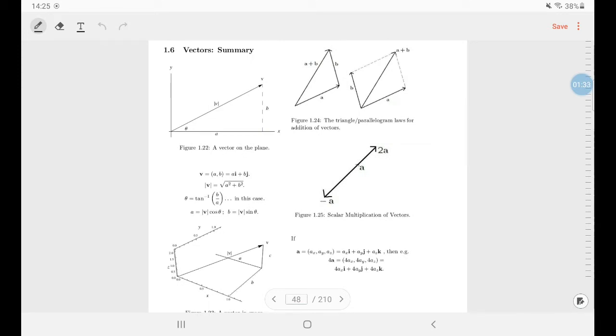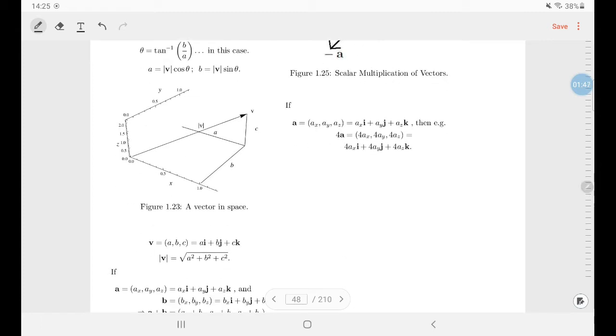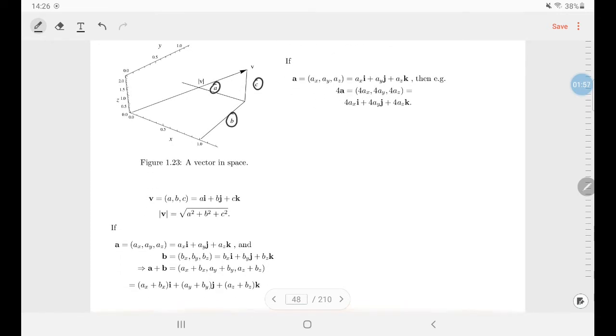Okay, so we see a vector in the plane. You can describe it in terms of x and y coordinates, or in terms of magnitude and direction, and the direction is the angle with the positive x-axis. You can do the same in space, but we won't bother talking about the angles. A certain distance along the x, a certain distance along the y, a certain distance along the z. And you find the magnitude with Pythagoras.